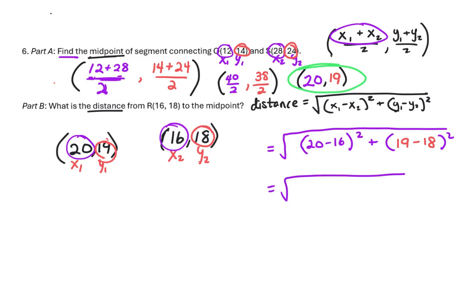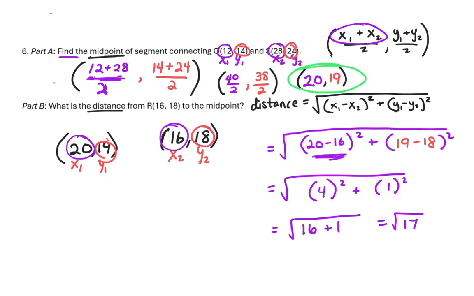It's 20 minus, so we would have to go through the order of operations, which starts with what's in the parentheses, and that's going to be 4. So I've got 4 squared. And then over here I've got 19 minus 18, a 1 squared. 4 squared is 16. 1 squared is 1. So square root of 17.